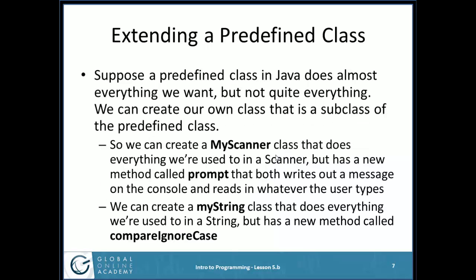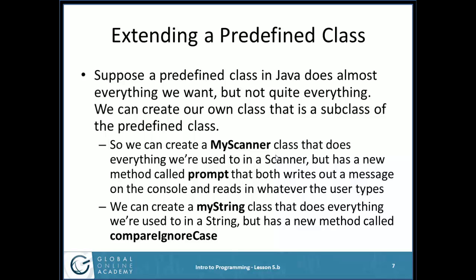We can extend predefined classes as well as the ones that we write ourselves. So suppose a predefined class in Java does almost everything we want, but not quite everything. We could create our own class that's a subclass of the predefined class. So maybe we could create a myScanner class, because we've noticed that when we use a scanner, we often print something out to the console first and then read something in. Maybe we want to combine that into one method. So we say, I want a myScanner that's a subclass of scanner, and I'm going to create one new method called prompt. And it writes out a message, and then it reads in whatever the user types.